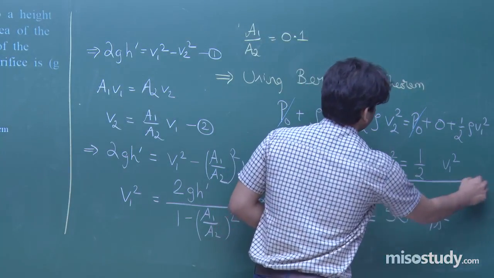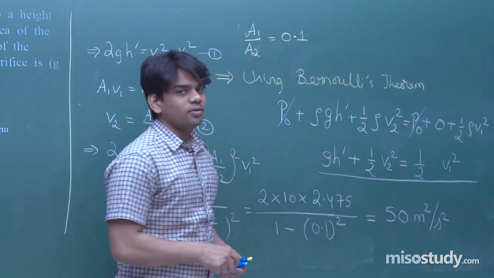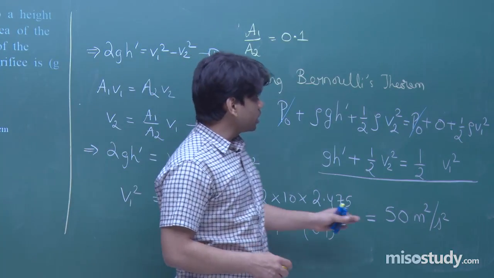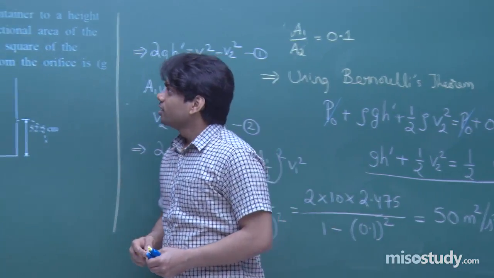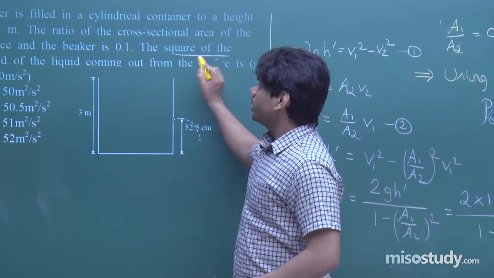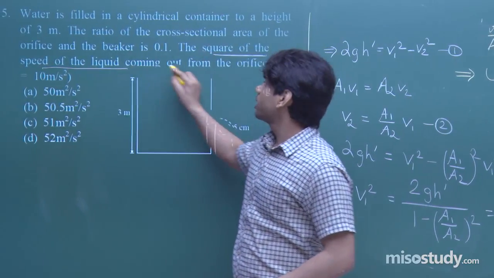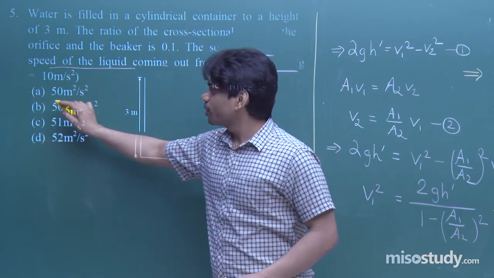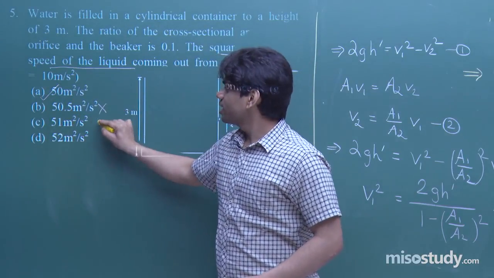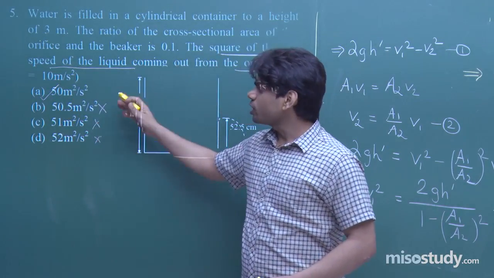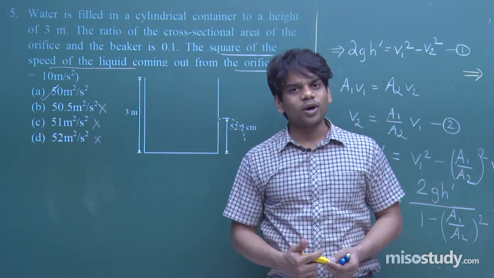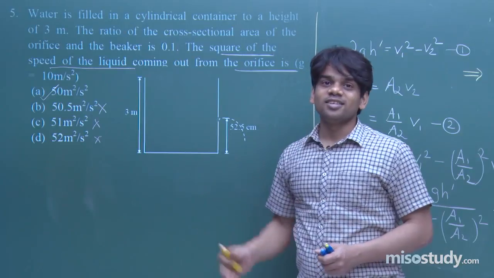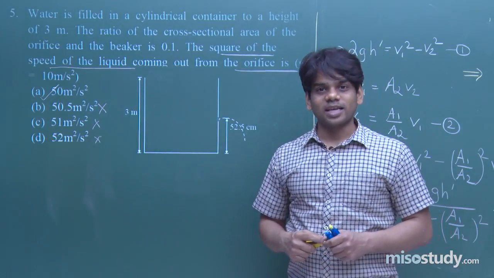So 50 meter square per second square is the required result in this case, because you have to find out the square of the speed. You see here, the square of the speed of the liquid coming out from the orifice is 50 meter square per second square, yes. The rest of the options are incorrect. The options are very close to each other, so calculation is required. You must know that in your JEE examination, some questions can be asked which also require calculation.